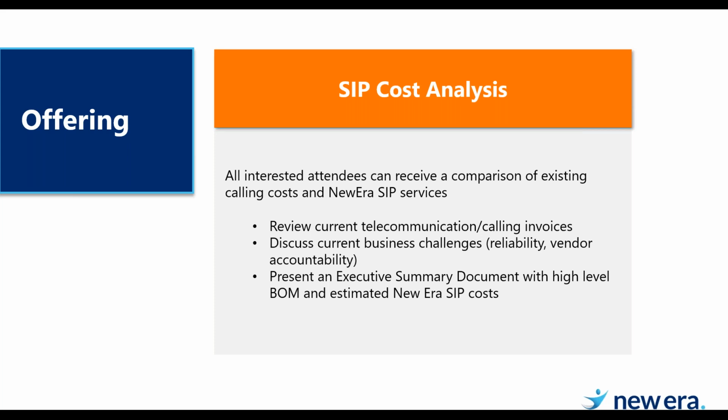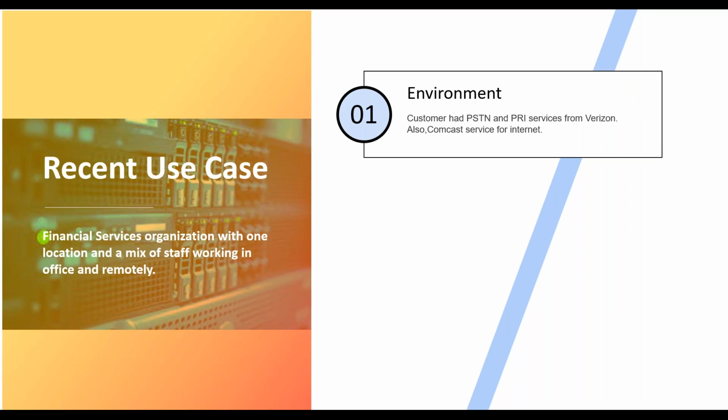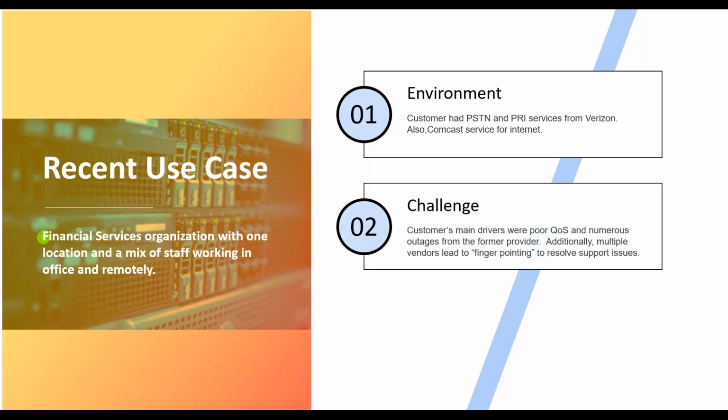Awesome. Thanks, Dan. And to that point, Dan, if you have anything to offer, please do. But this is a recent use case. This is a small financial organization with one location. Much of what we talked about, a mix of staff working in the office and remotely. So currently they had PSTN and PRI services from a provider, and they had Comcast for internet. They were experiencing poor QoS and reliability, a lot of outages. And I mentioned before, a lot of finger pointing to resolve support issues.